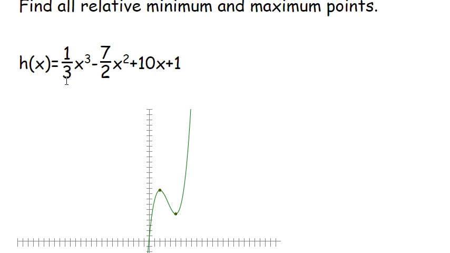Okay, so let's write that down. All right, everybody got that written down? Let's move over to the whiteboard and see what we got. We got h of x is equal to 1/3 x cubed minus 7/2 x squared plus 10x and then plus 1.